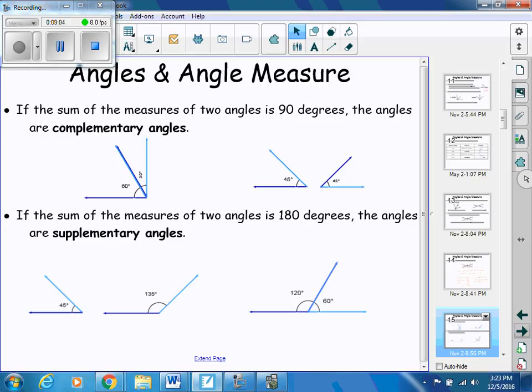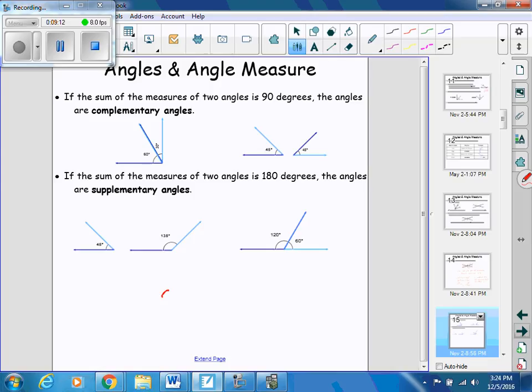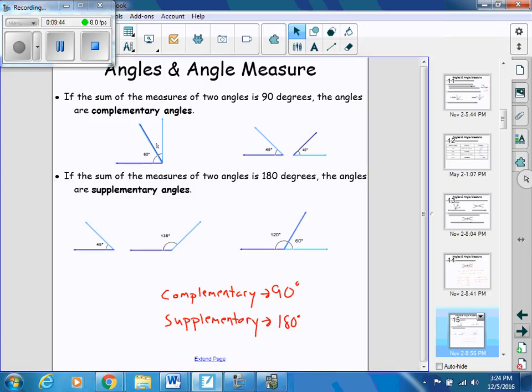Now, the way that I remember complementary and supplementary is, if I put them in alphabetical order, I would do complementary first. Supplementary would come second. Now, if I put 90 and 180 in order, 90 would come first, 180 would come second. So complementary goes with 90, supplementary goes with 180. That's a good way to keep those two straight.